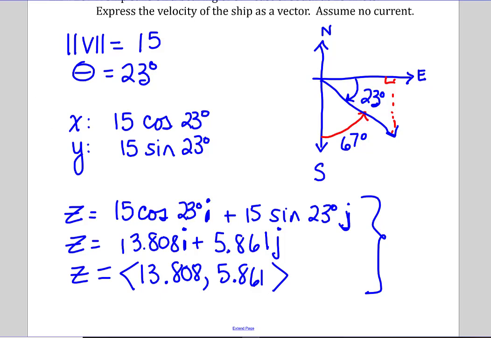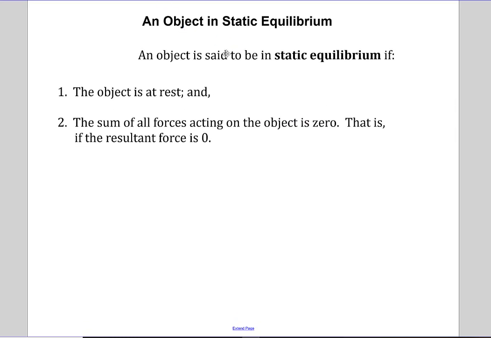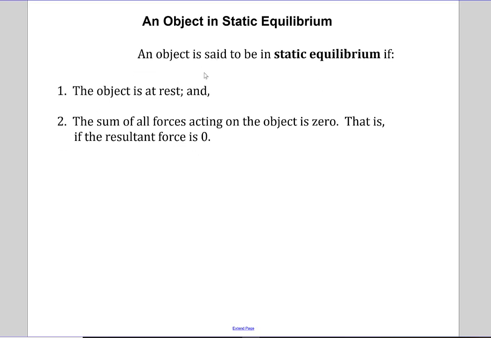And then our last example is the most difficult one. We've got to talk about what it means to be in static equilibrium. We can say an object is in static equilibrium if the object is at rest and the sum of all the forces acting on the object add up to 0. That means the resultant force is 0.